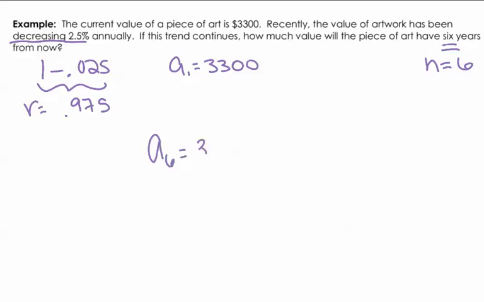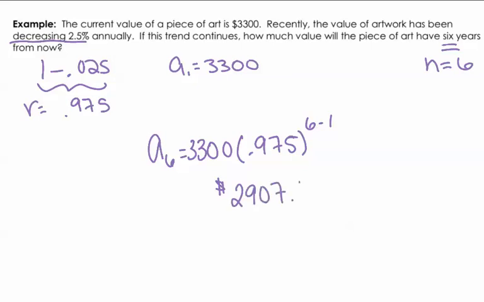So we're recognizing that this is not a sum problem. So 3,300, that's my first term, times 0.975. And then my n is now 6 minus 1. So going ahead and typing that into our calculator, we should make sure we're getting a value that's less than what we started. So the answer of $2,907.62 should totally make sense because it's less money than what it was initially worth.